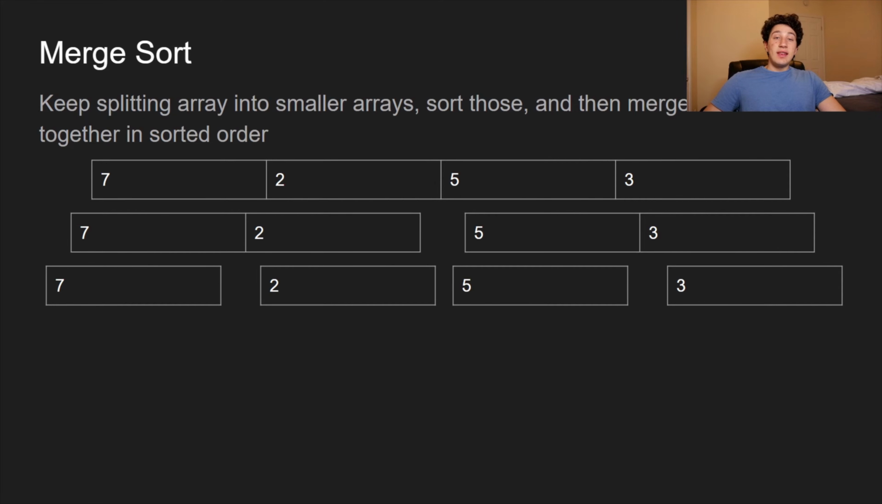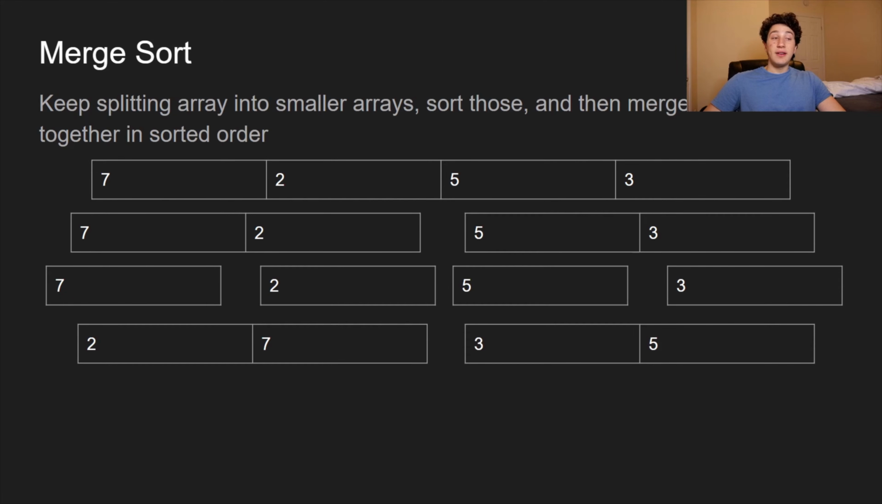We know that 7 and 2, once merged together, if we want them sorted, should result in 2, 7. And similarly with 5 and 3, since those are out of order and we want to merge those back together, we should have 3 and 5. The final piece of the puzzle is taking these two arrays, each of length 2, and merging them together into an array of length 4.